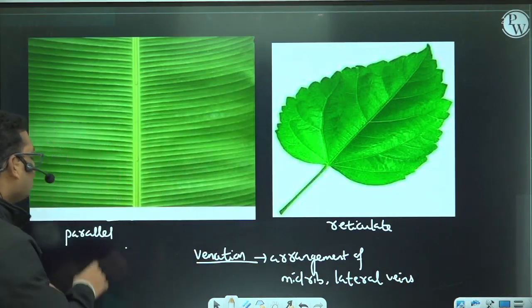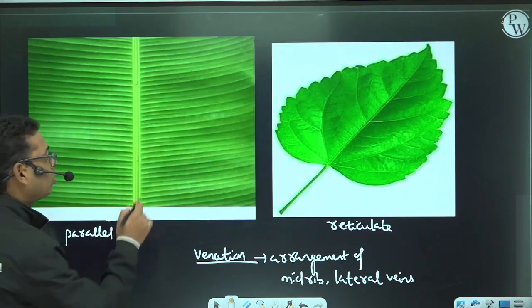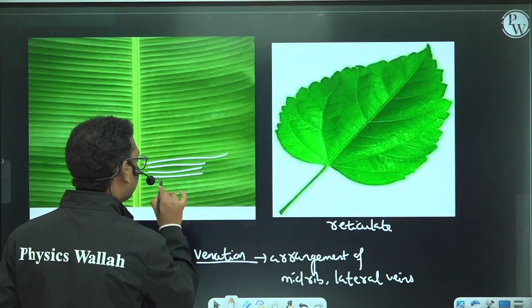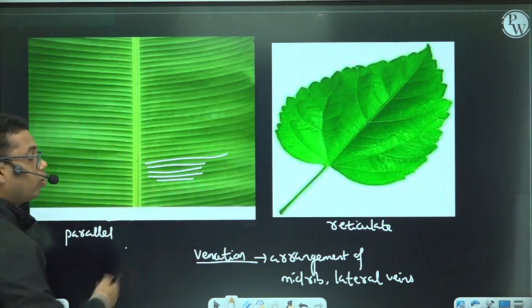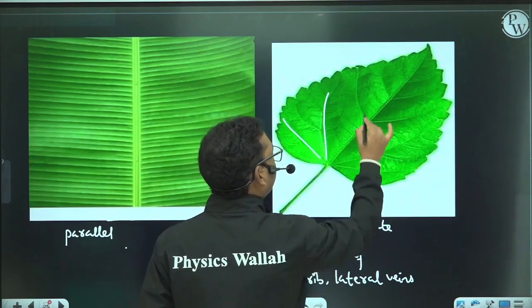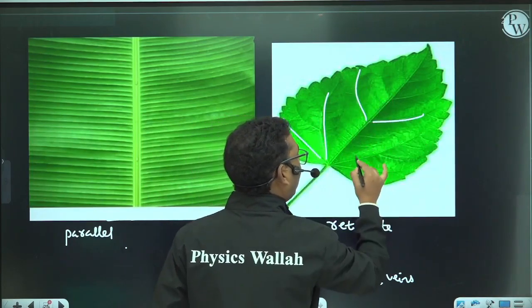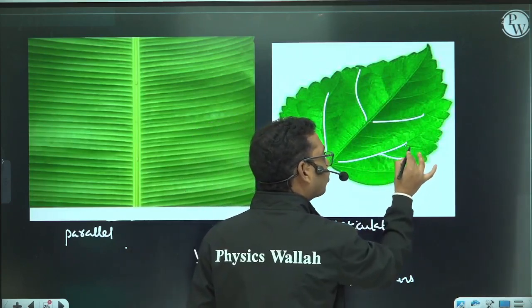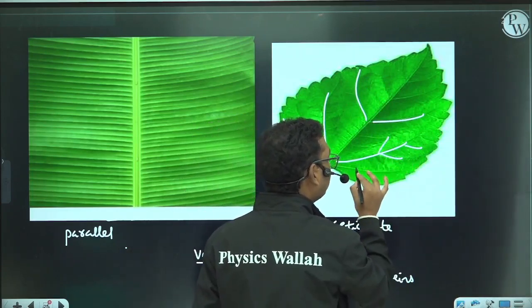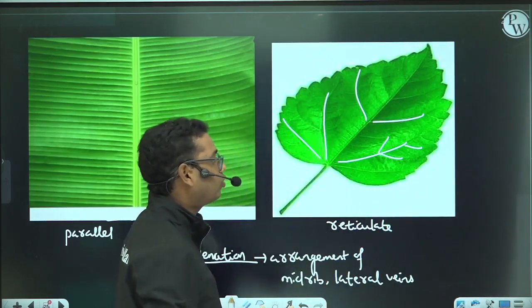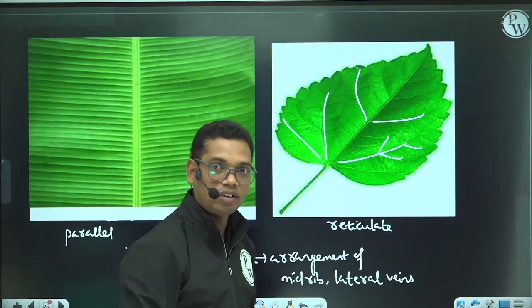It is of two types, parallel venation and reticulate venation. You can see these are the lateral veins and they are running parallelly. So this is called as parallel venation. And in this case you can see these are the lateral veins, and the lateral veins are undergoing further branching to form the veinlets, and because the veinlets form the network, that is why this is called as reticulate.